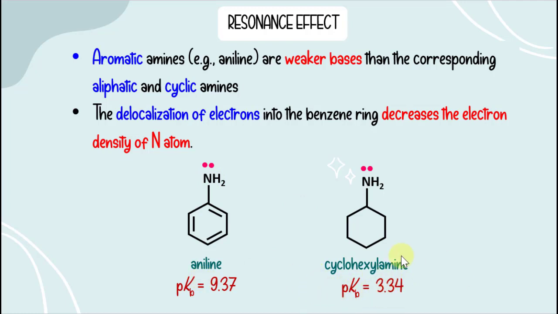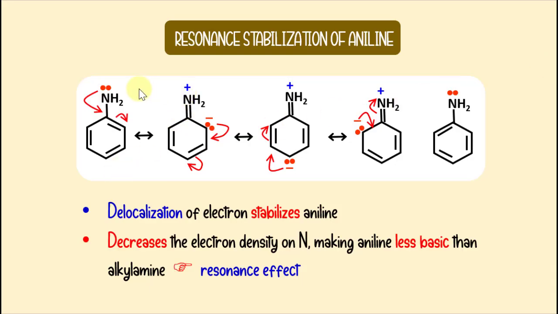The pKb of cyclohexylamine, this one is our cyclic amine, is lower compared to aniline. When the pKb is low, we know that the Kb value is higher, so it is more basic. The delocalization of the lone pair on the nitrogen atom into the benzene ring will stabilize the aniline. The decrease in the electron density on the nitrogen atom will make aniline less basic compared to alkylamine.